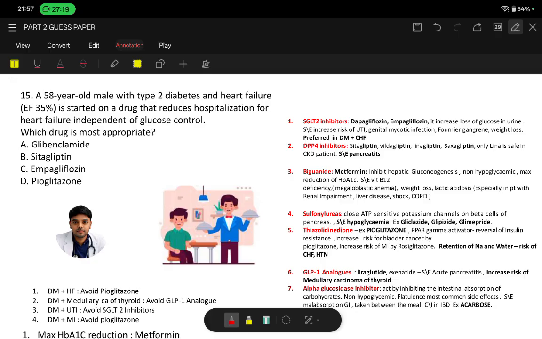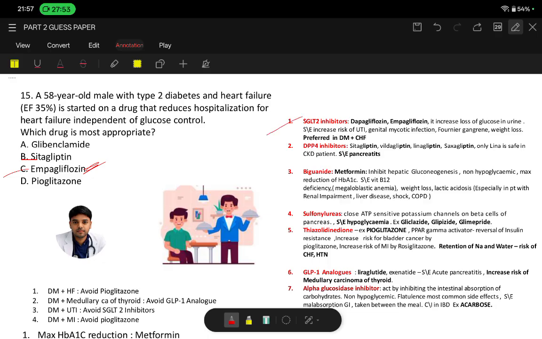Empagliflozin. Yeah. See, ampa dampa. Okay? The answer should be ampa or dampa. Whenever you see the question heart failure, the answer is gliflozin, dampa, because it causes natriuresis. So remember, empagliflozin is what drug? It is an SGLT2 inhibitor.